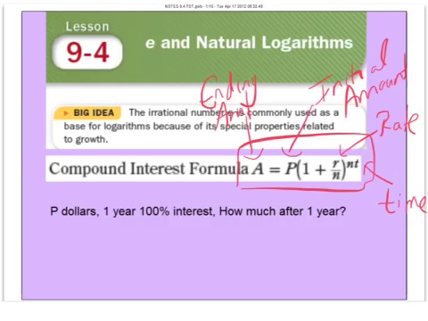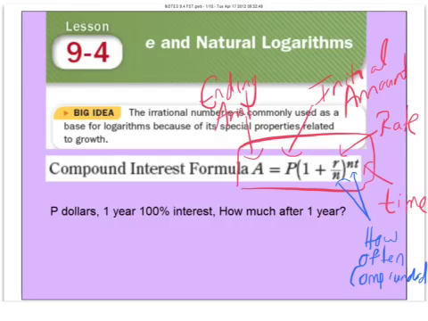And then N in this case is how many periods per that time. So normally N is how often it's compounded. So how often something is compounded. An example would be if they say it's compounded quarterly, monthly, daily. So you would adjust for that.